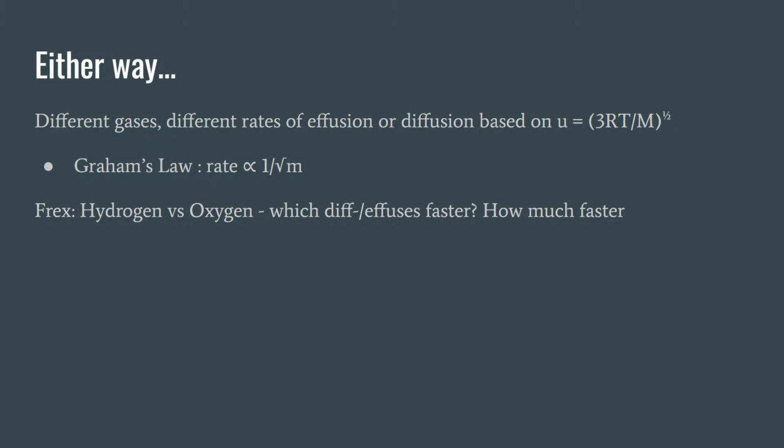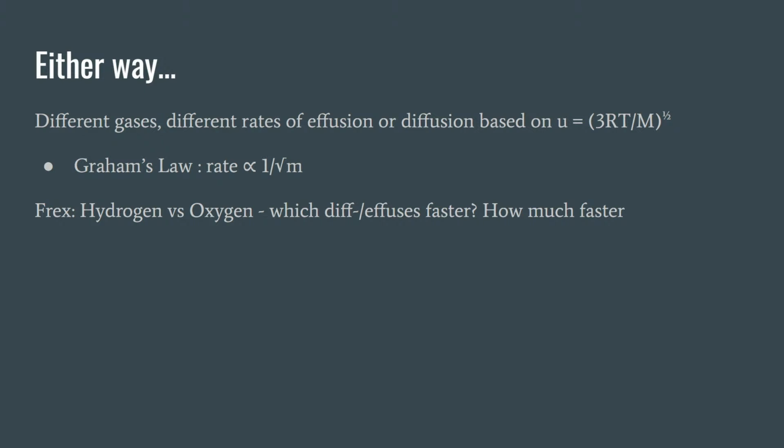Graham's law: the rate of effusion or diffusion is inversely proportional to the square root of the molar mass. Meaning heavier particles will effuse or diffuse at slower rates. So let's compare hydrogen and oxygen. Which one will diffuse or effuse faster, and how much faster?